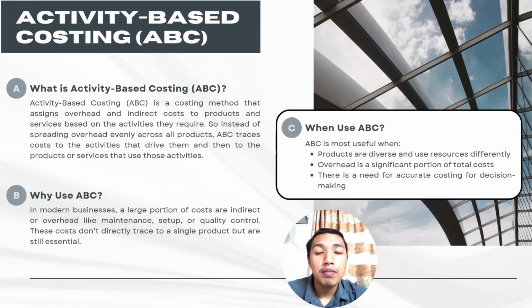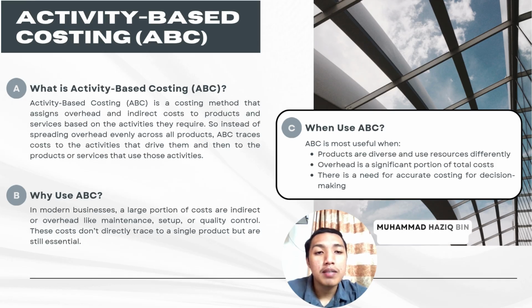Assalamualaikum. My name is Muhammad Haziq bin Nur Kamar. My metric number is 307609 and I will explain activity-based costing. What is activity-based costing? Activity-based costing is a costing method that assigns overhead and indirect costs to products and services based on the activities they require.